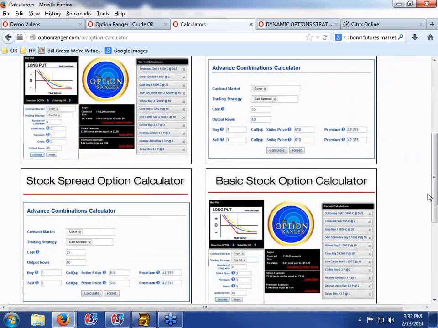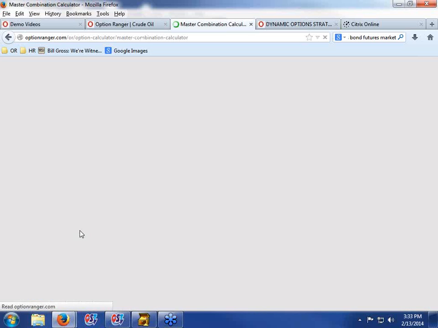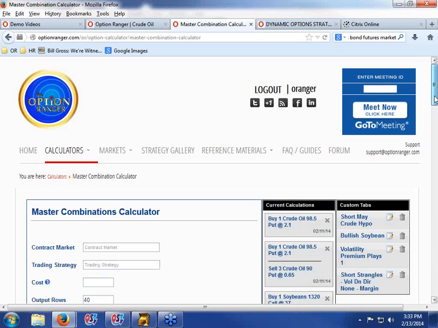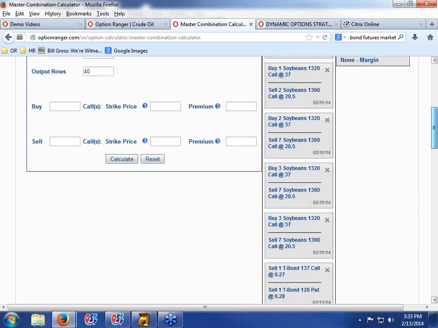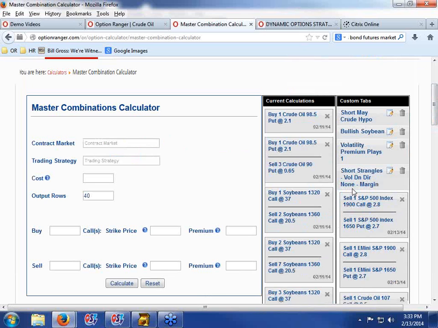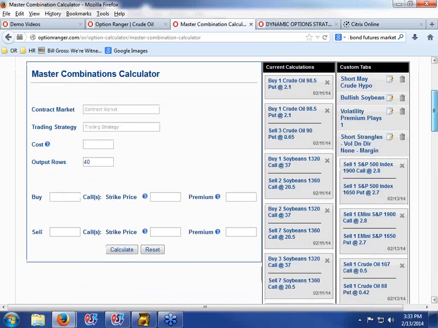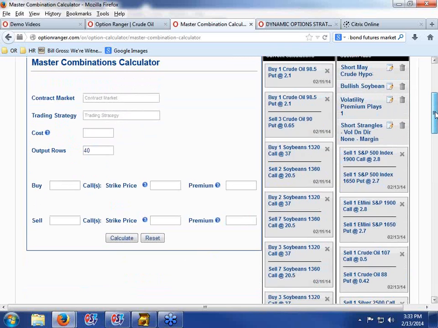So let me pull up our master combination calculator. And for the sake of seeing some of these illustrations, we're not going to do a lengthy example of inputting the trade, so that you can be exposed to as much as possible. I've actually saved some trades here that we can look at, and if you want to learn how to input these trades or change the values, please set yourself up with your own username and password. We'll be happy to help you.